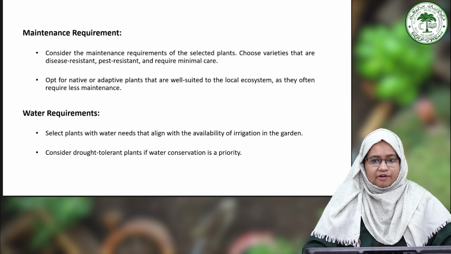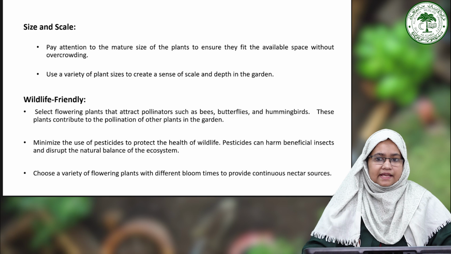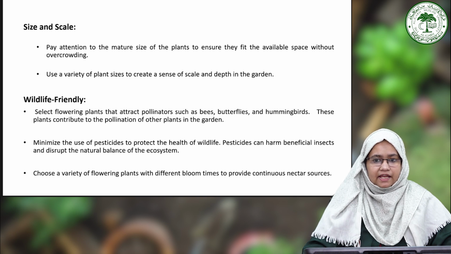Next is water requirement. Select plants with water needs that align with the availability of irrigation in the garden. Consider drought tolerant plants if water conservation is a priority. Then size and scale. Pay attention to the mature size of plants to ensure they fit the available space without overcrowding. Use a variety of plant sizes to create a sense of scale and depth in the garden.